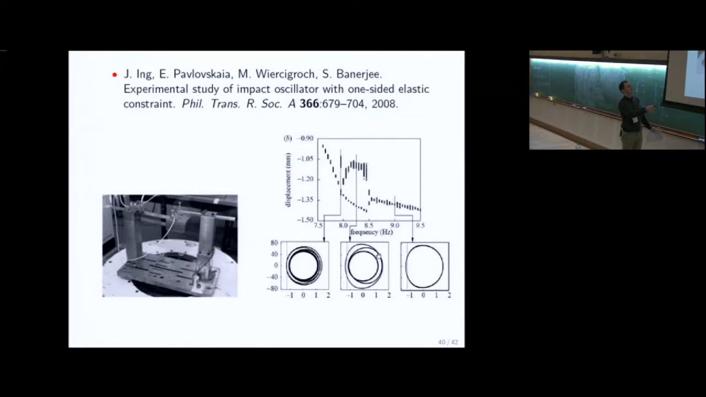So for a small value of the frequency, they just get a stable oscillation, just a stable limit cycle, but with no impacts. They ramp up the frequency a bit, the limit cycle grows, until the special point at which this happens, and you get some impacts happening and some more complicated dynamics going on.